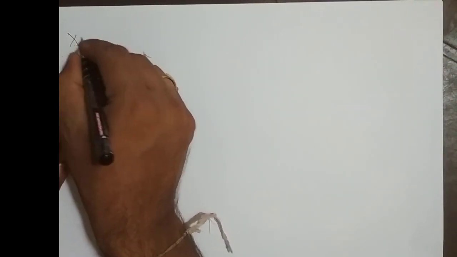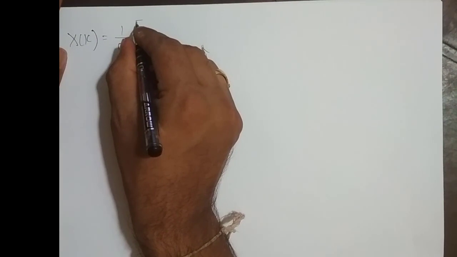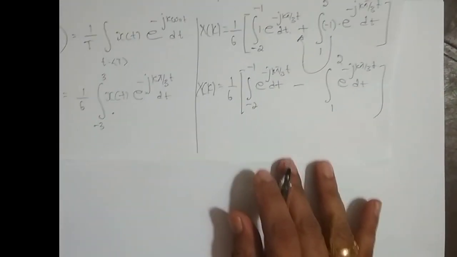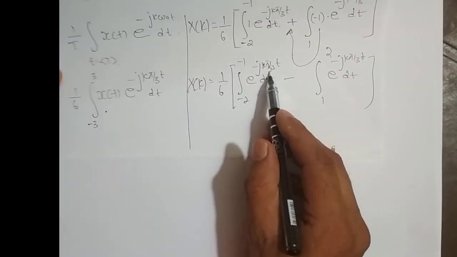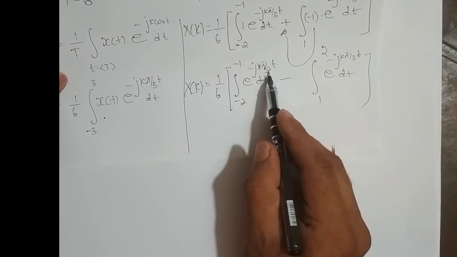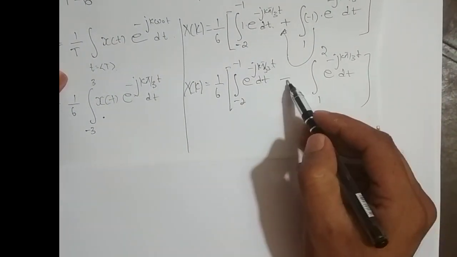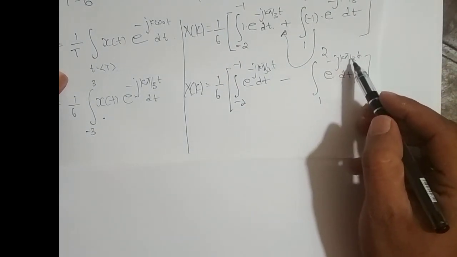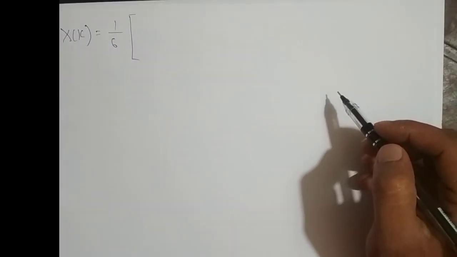A bit lengthier simplification, but still we'll try to do this. So what do we have? X of k is equal to 1 by 6 times... Fine. So what is the integration of this term? E power minus j k pi by 3 t divided by minus j k pi by 3, because this is with respect to t with the integration limit, right? Minus of, again this is e power minus j k pi by 3 t divided by minus j k pi by 3 with the integration limit, right? So I'll write it that.